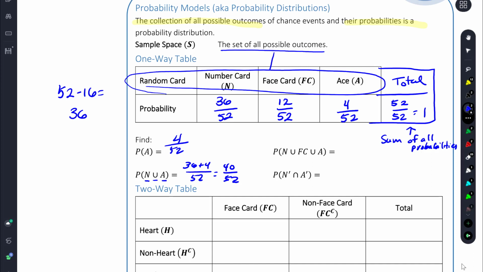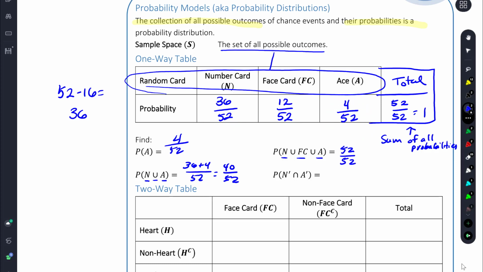The next one, we've got a union of 3 outcomes: number cards, faces, or aces. Well, that means a card can be either a number card or a face card or an ace. Adding all 3 of those together gives us our grand total of 52 out of 52. And if you wanted to leave that as 1, you absolutely could.